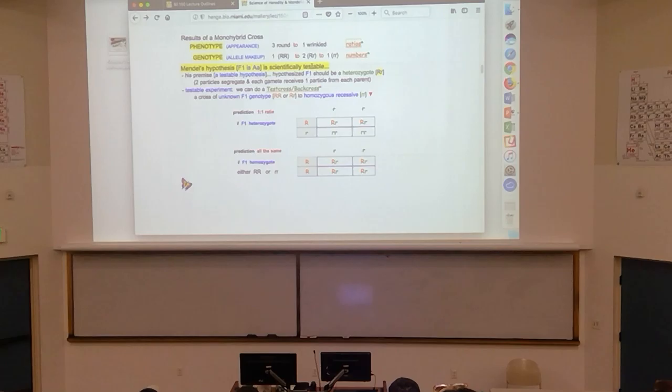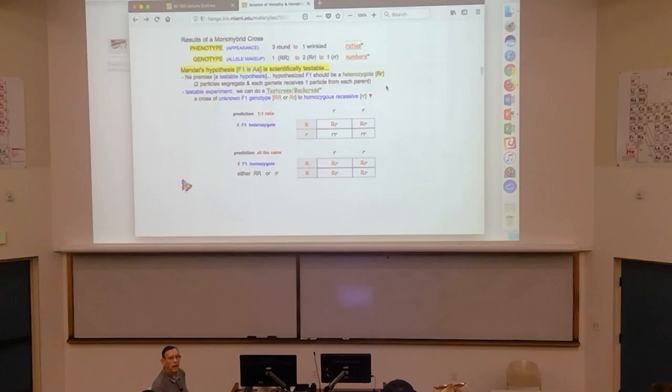Now, the beauty of Mendel's hypothesis, remember, this is a suggestion that he's making, a scientific hypothesis, that the traits are distinct, okay? Each individual holds two traits, and the traits segregate when the gametes form and then they recombine. So what he's basically proposing is that if you look at a typical parental cross, true breeding to true breeding, the F1 is a heterozygote.